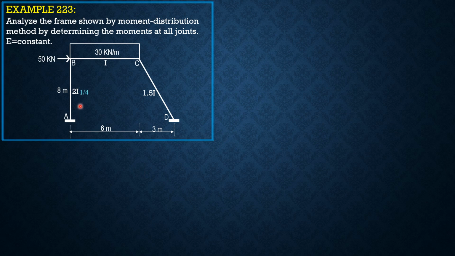So the relative stiffness of member AB is 2I over 8, so it's 1/4. For member BC, it's 1 over 6. And for member CD, this is 1.5 over the length, which is the square root of 3 squared plus 8 squared, so square root of 73. Let's express that as 1 over 5.696.